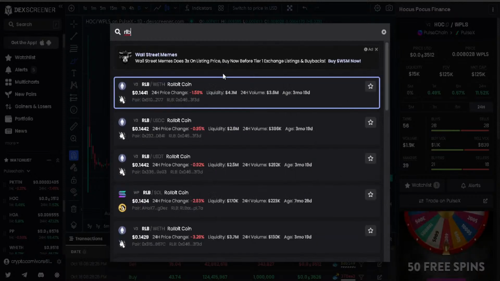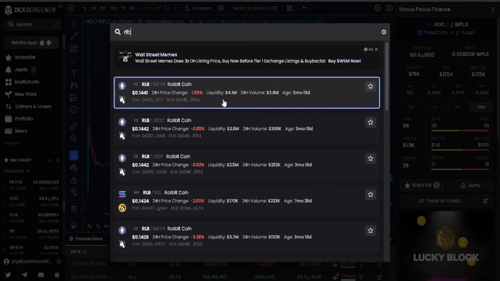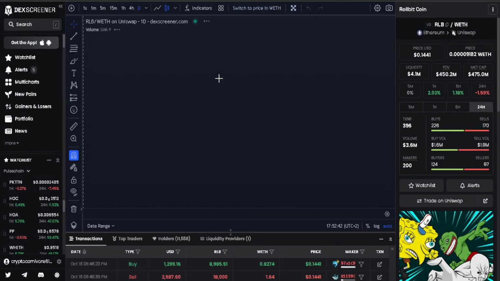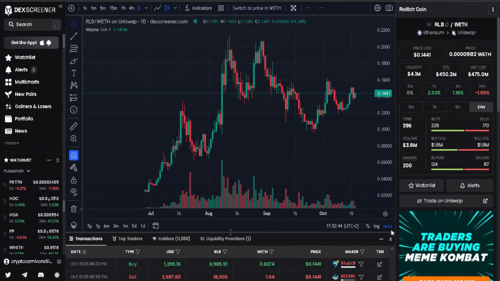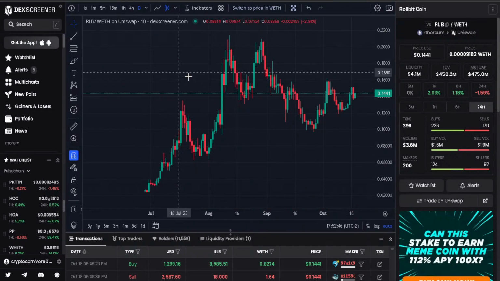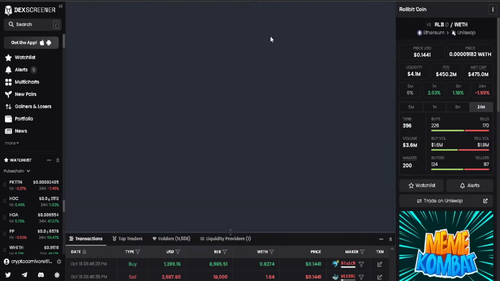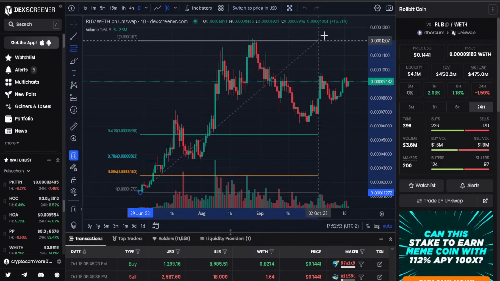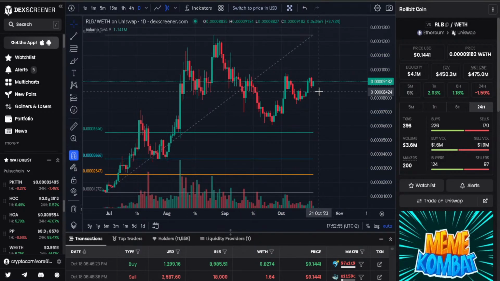RLB, Roll Bitcoin, okay. 4 million liquidity, 3 months old. So it trades on Ethereum. I don't mind looking at it. Let's look at it versus wrapped Ethereum, because if you're trading on Ethereum, you want to make more ETH. You need to outperform the native coin.